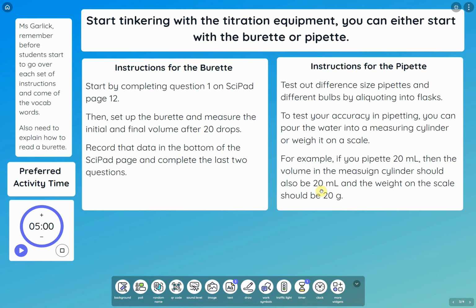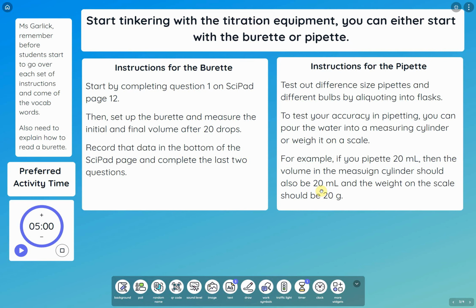We need to use distilled water. Distilled water is very specialized water that has had all the ions removed from it. This is really important because I don't want the little ions to crystallize in my burette and clog it. So that's why we use a special type of water. We don't use tap water for this.